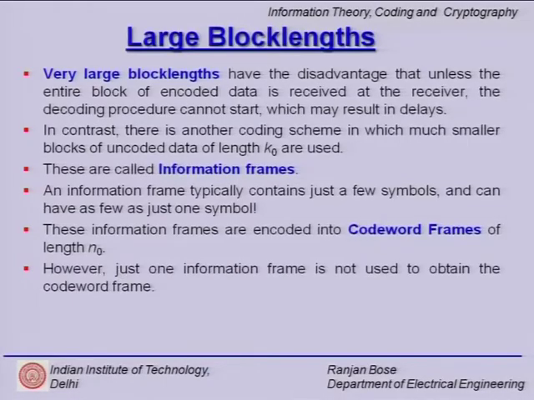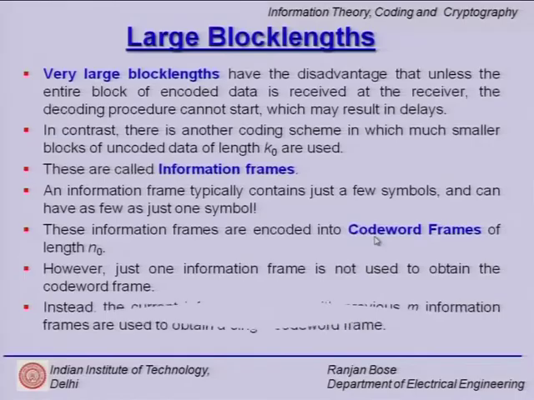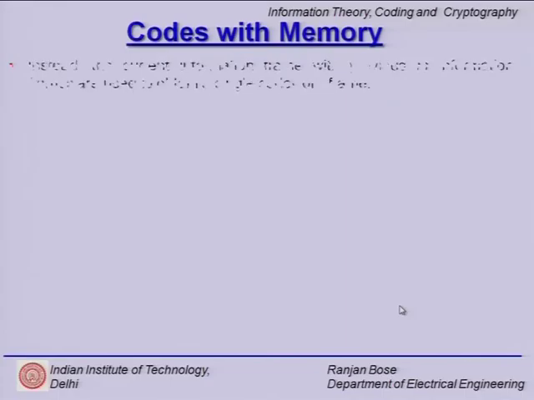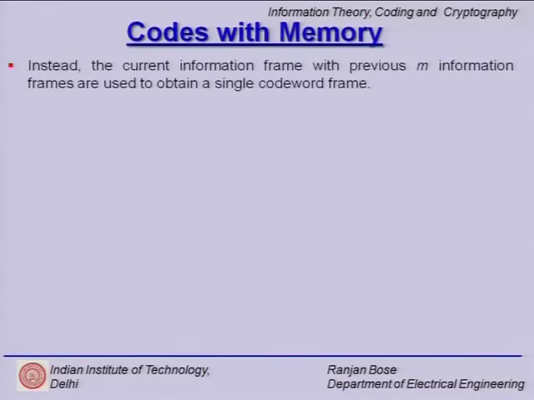So, we would have not just the usage of the input frame, the information frame, to generate the code word frame, we would also use memory. Okay. So, we would use the stored information of previous m information frames, and we would together use the current frame and the previous m frames to declare what is the resultant code word frame. So, it should be obvious that the same information frame may not lead to the same code word frame because we do not know what is sitting in the memory. So, let us talk about codes with memory, right.